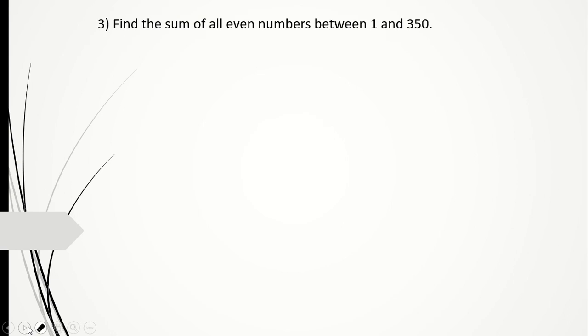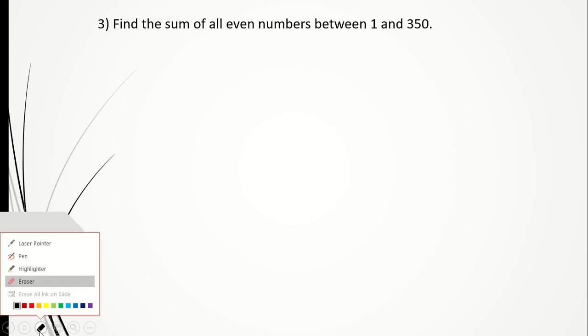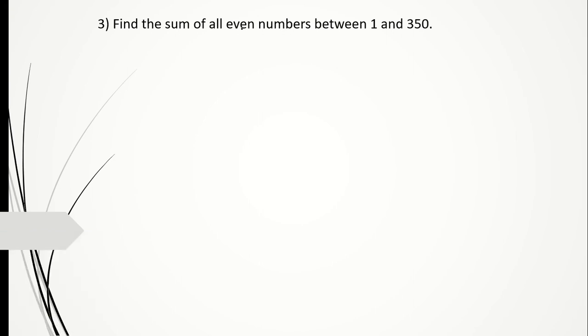So let's start with the next, third sum. Find the sum of all even natural numbers between 1 and 350. Now in the earlier sum we had even numbers. So we assume here they are natural numbers only, although the word natural is not given. So find the sum of all even numbers between 1 and 350.